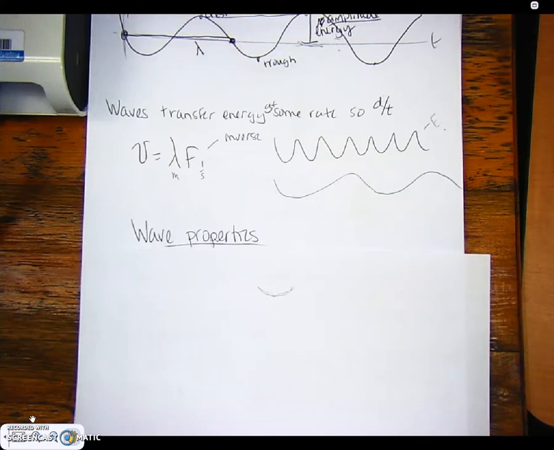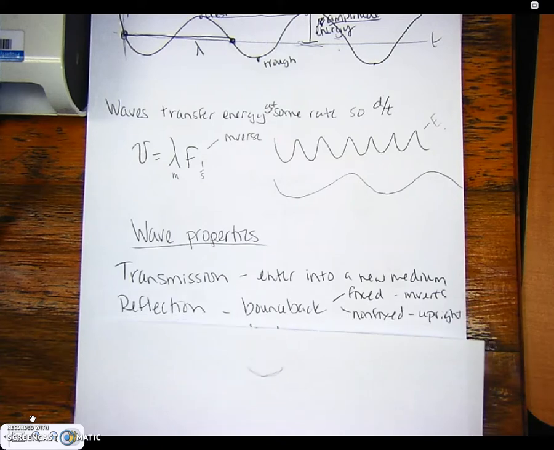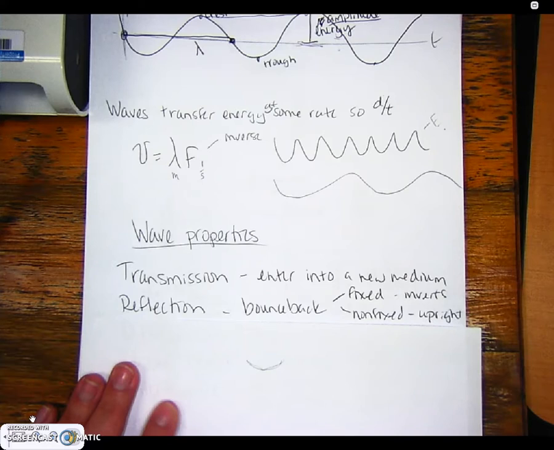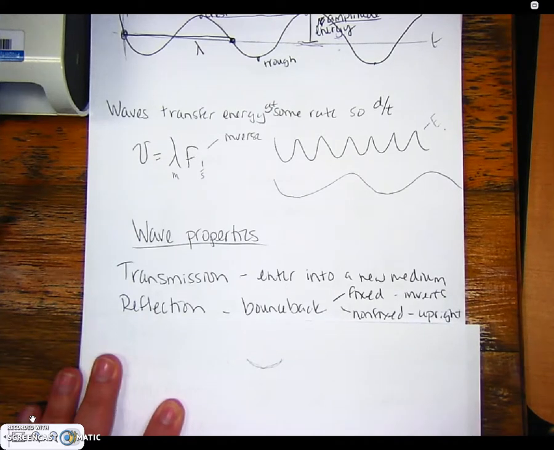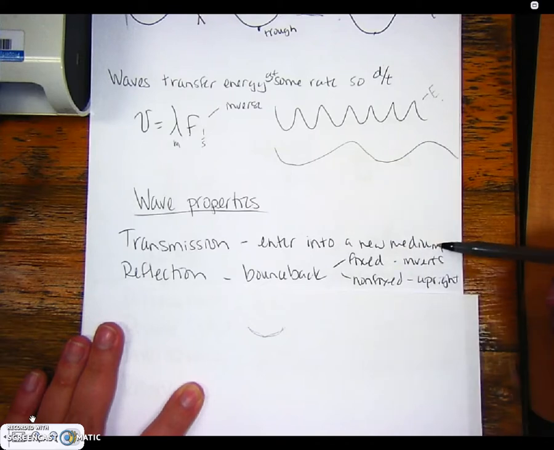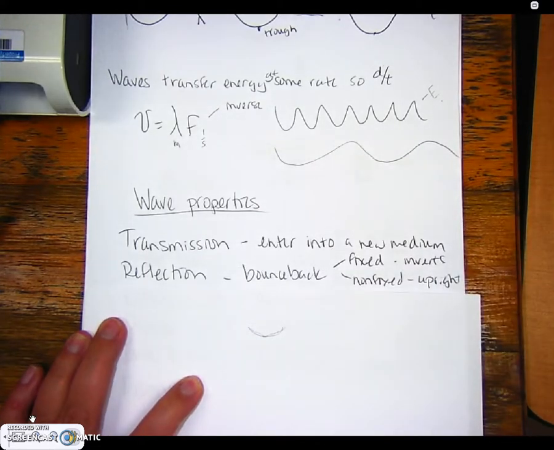So the first two wave properties occur when a wave encounters a new medium, right? So there's two different things that can happen at this boundary to the new medium. The waves can transmit, so that is when the wave will enter into the new medium or transfer energy into the new medium. Or they can reflect, which is when the wave would bounce back off of that boundary.